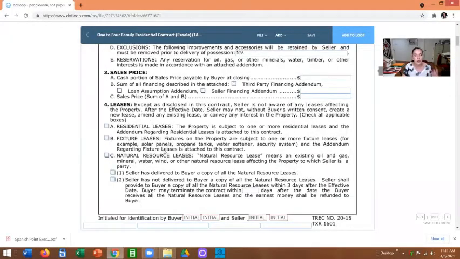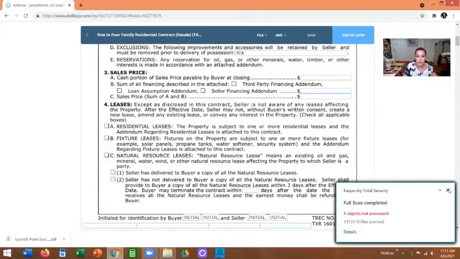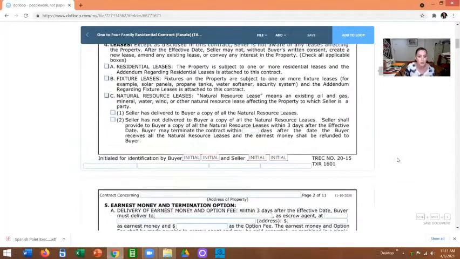If there's any lease, if the seller is renting out the house to a tenant, they have to give you copies of the lease. If there's anything like a water softener, solar panels that are leases, or even alarm systems, we would check that. Now, natural resources, we usually don't see that just because we don't have oil fields or anything like that anywhere near El Paso.